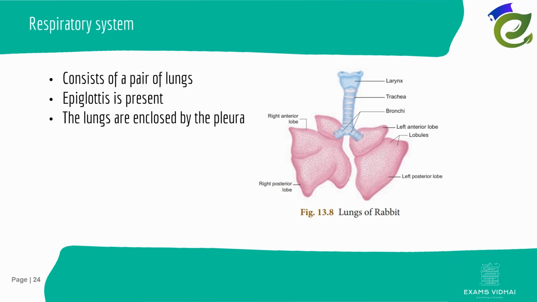So the respiratory events consist of inspiration, which is breathing in, and expiration, which is breathing out, which allows the exchange of gases, that is oxygen and carbon dioxide. Here, we need to note that inspiration is an active process while expiration is a passive process.